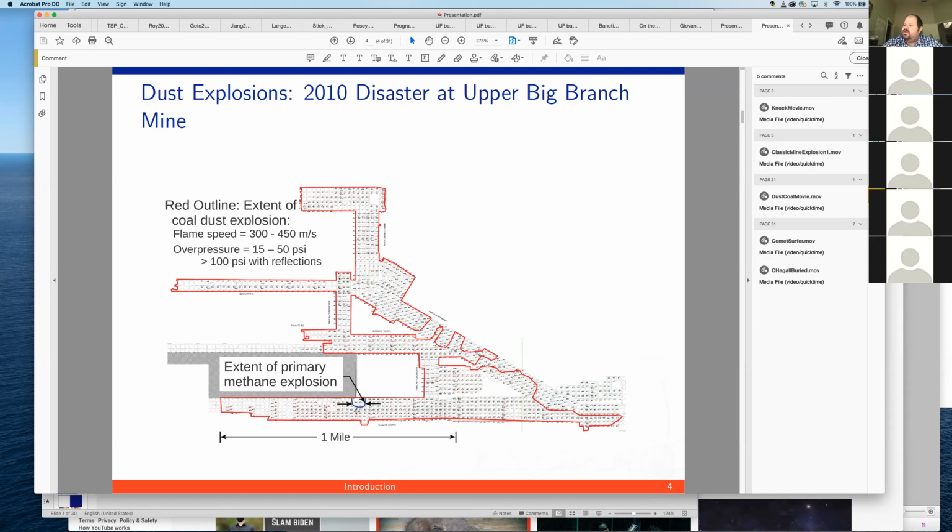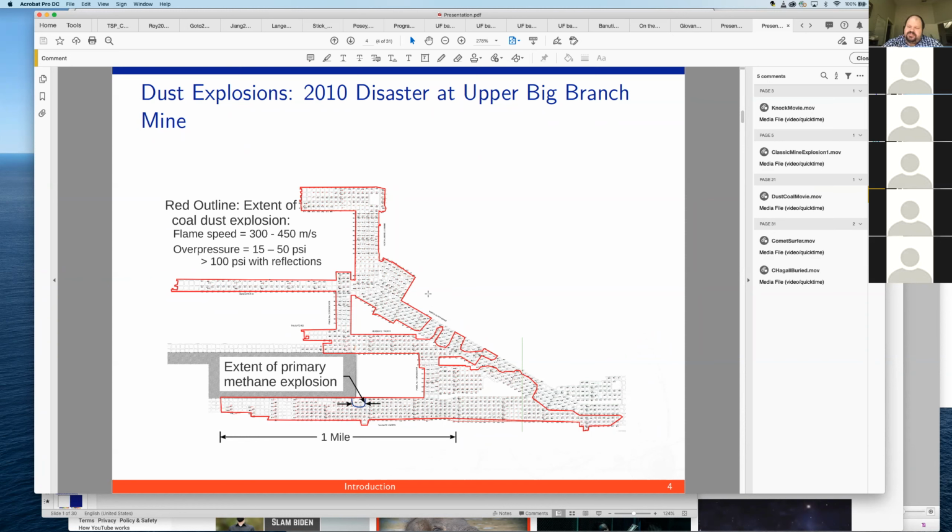So what happened was there was a shock wave produced from the primary natural gas explosion that produced a blast wave that then propagated over the layers of accumulated coal dust, dispersed it into the air, and then that produced a secondary dust explosion. And it's not secondary in terms of importance, it's secondary in terms of order of events. That secondary coal dust explosion propagated for over a mile and produced the damage that you see in red.